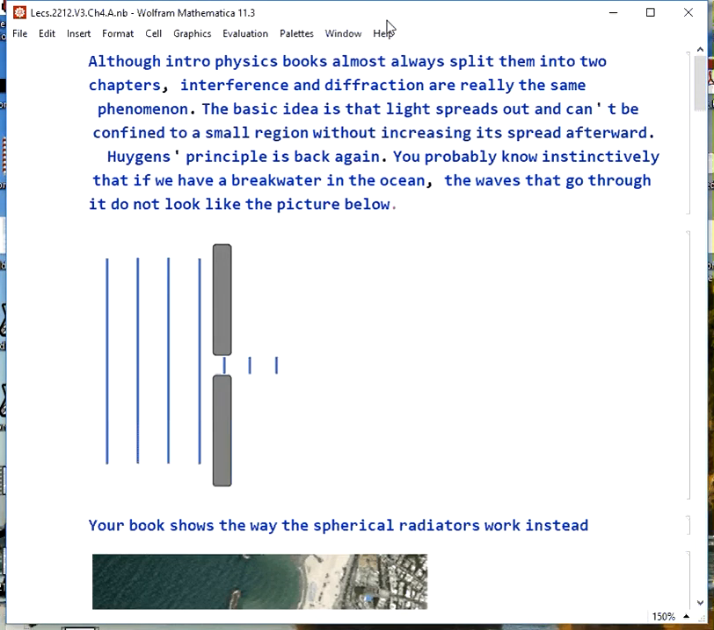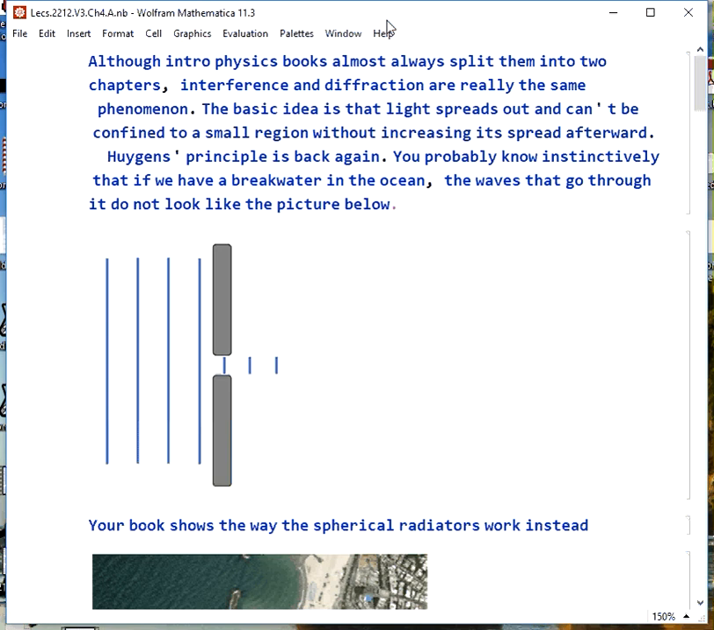Even though most physics books split these things into two chapters, interference and diffraction are really the same thing. The basic idea is light spreads out and we can't confine it to a small region without increasing how much it spreads when it gets out of that region. Huygens' principle will be very valuable here.